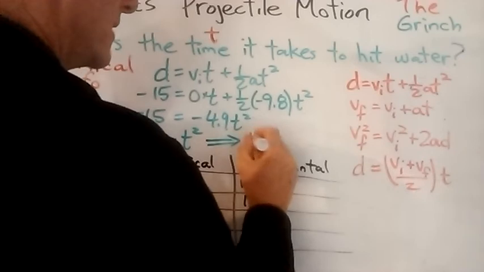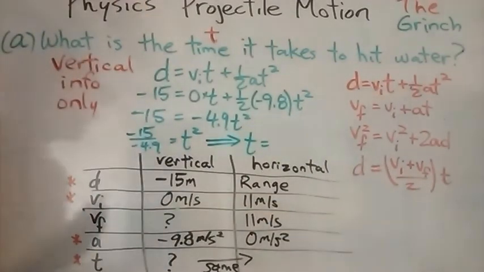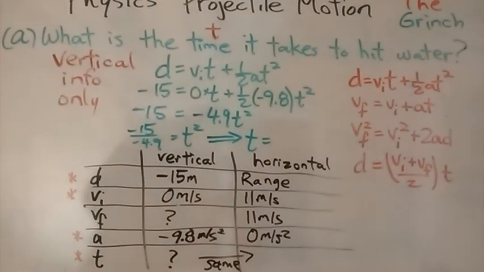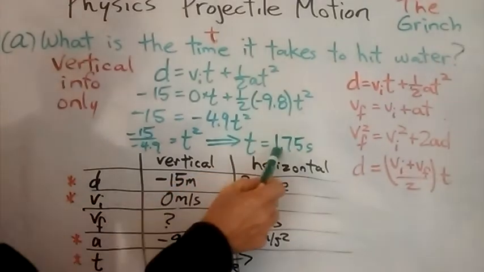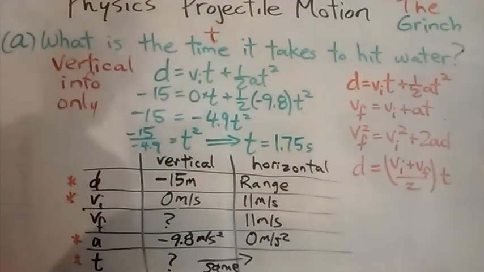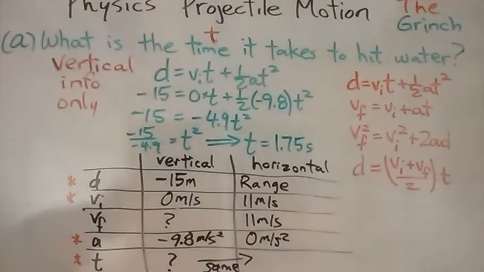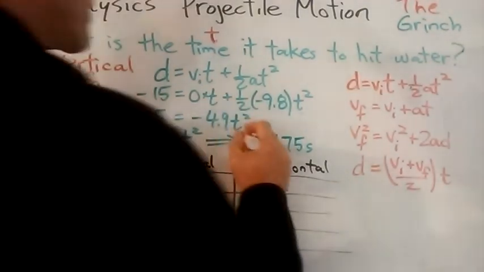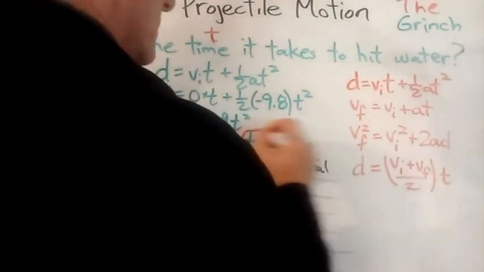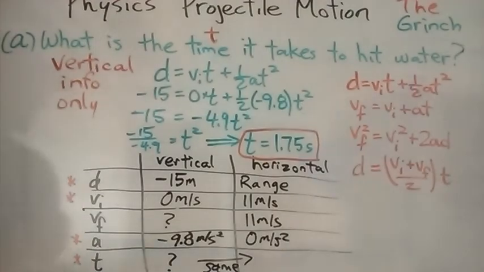When you do that, you get this answer right here. T is equal to 1.75 seconds. So that's a big one. That's the first question answered right there. Second question coming up.